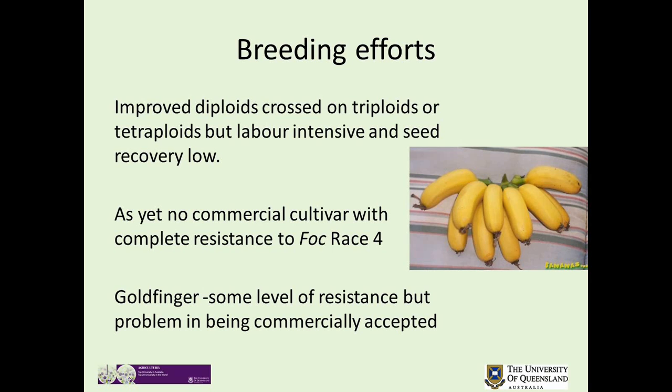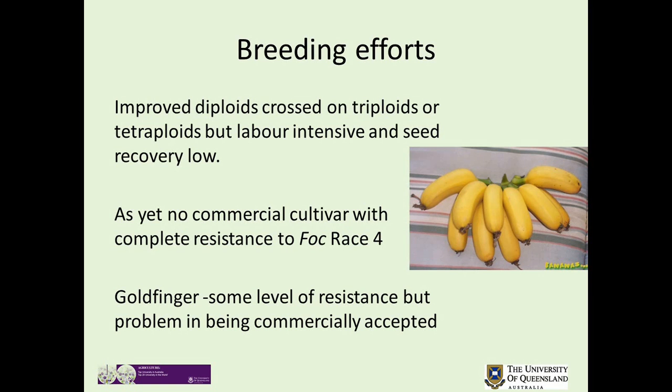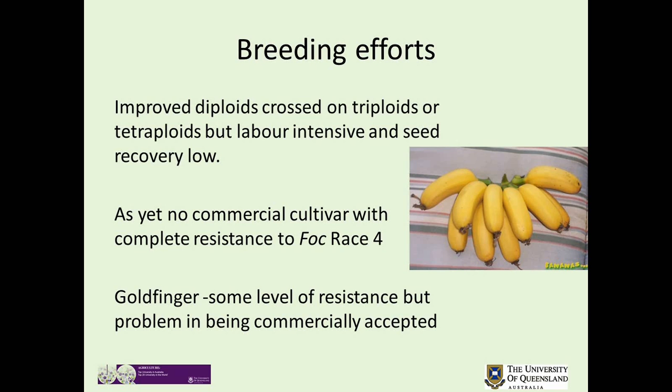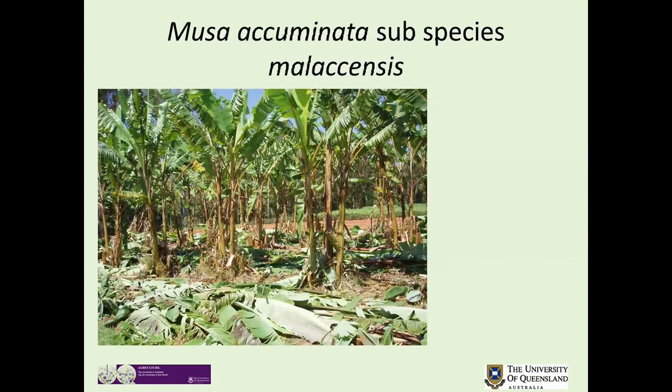Goldfinger was one such cultivar, and it did have some level of resistance to Fusarium wilt, to race 4, but it's not been commercially acceptable for reasons. They say the consumer doesn't want it, but maybe sometimes the wholesalers don't want it because it has different ripening requirements, and so it makes it a little bit more complicated than just having to deal with Cavendish. So as yet, we have no commercial cultivar with complete resistance to race 4.